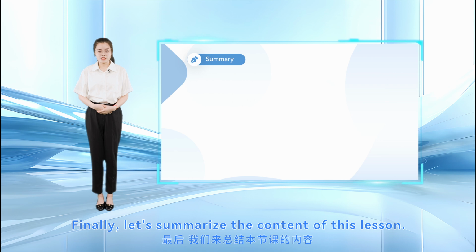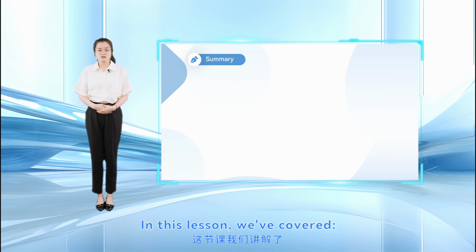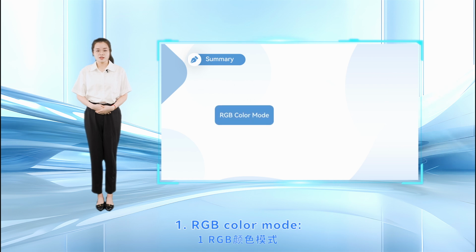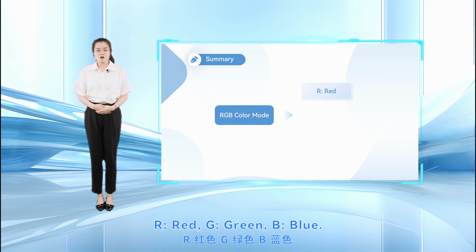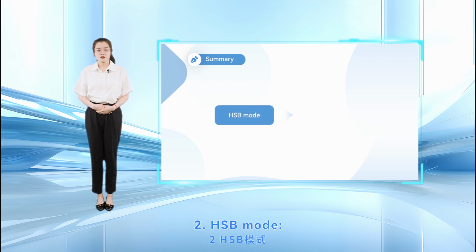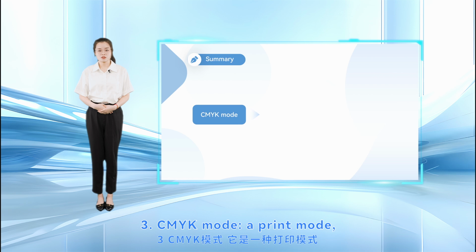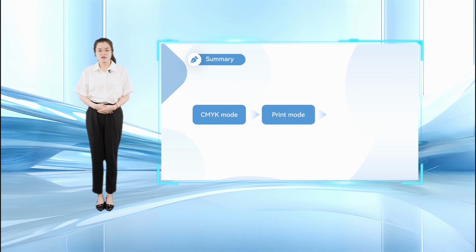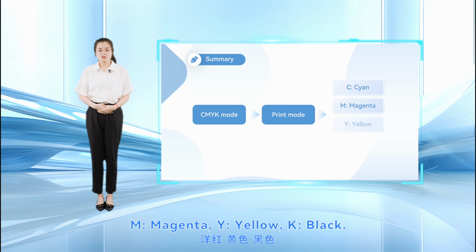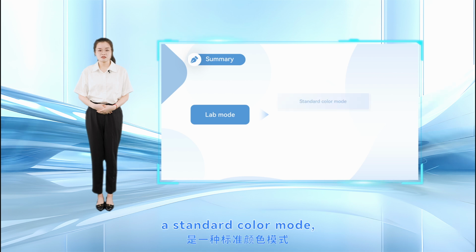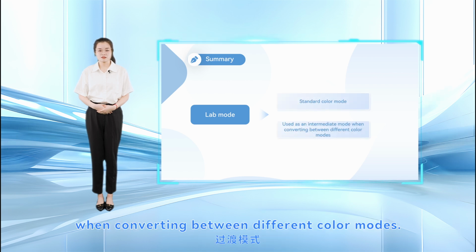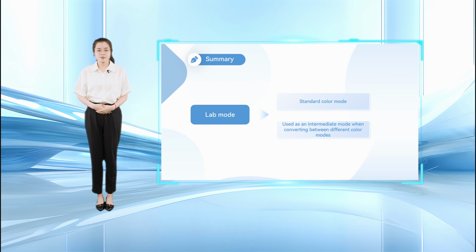Finally, let's summarize the content of this lesson. In this lesson, we've covered: 1. RGB color mode. R, red. G, green. B, blue. 2. HSB mode. Composed of hue, saturation, and brightness. 3. CMYK mode, a print mode. C, cyan. M, magenta. Y, yellow. K, black. 4. LAB mode. A standard color mode, used as an intermediate mode when converting between different color modes. All color modes of PS images have been explained.